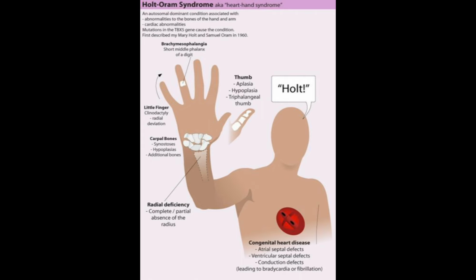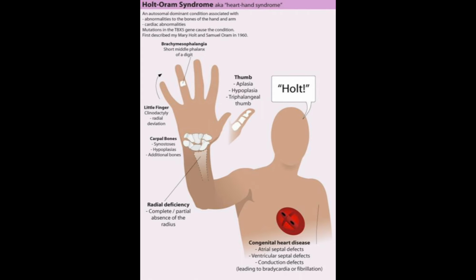This is Holt-Oram syndrome. Holt-Oram syndrome is also known as heart-hand syndrome. In Holt-Oram syndrome, it is autosomal dominant. TAR was autosomal recessive, but this is autosomal dominant, and abnormalities of the bones of the hand and arm and cardiac abnormalities will be there. Mutation in the TBX5 gene.